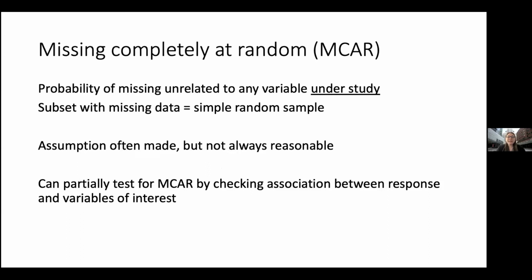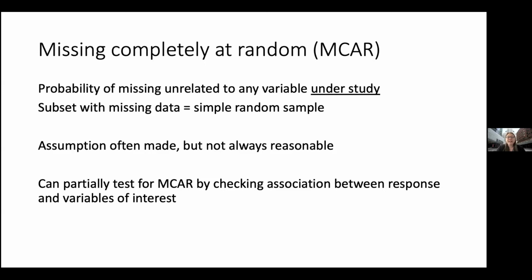For missing completely at random data, we're saying that the probability of missing is unrelated to any of the variables under study. Could it be related to something? Possibly, but nothing that we're interested in in this study. That means that the subset with missing data, or you can flip it around, the subset with observed data, are a simple random sample of the overall sample. If you're familiar with the concept of a simple random sample, they have very nice statistical properties that let us analyze things in an easier way than if it was slightly different.